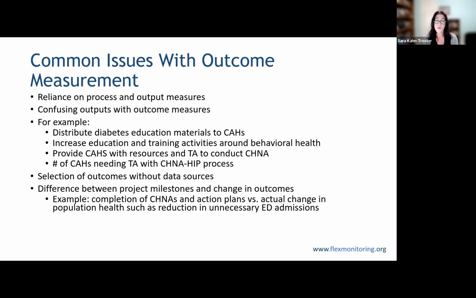Finally, we identified a need for clarification between the achievement of significant project milestones, such as the completion of CHNAs, and actual changes in population health, such as reductions in unnecessary admissions or increases in the number of patients with controlled blood pressure. The milestones are obviously really important for showing project progression, and in some cases, they can be useful as high-level short or intermediate outcome measures. But selecting appropriate outcome measures that demonstrate population level changes in the long term, those are what's really needed to demonstrate program impact. And with that, I'm going to turn things over to Celia.